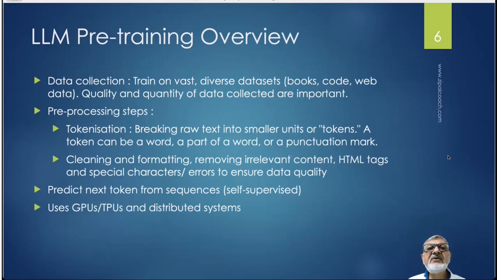So in LLM pre-training, what we really do is data collection at stage 1, where we train on a vast amount of data from books, code, websites. Here the quality as well as the quantity of data which we collect is very important. The pre-processing steps start with tokenization. That means the raw text is broken into smaller units. A token can be a word or part of a word, or it could even be a punctuation mark, so that a sentence is made of several tokens.